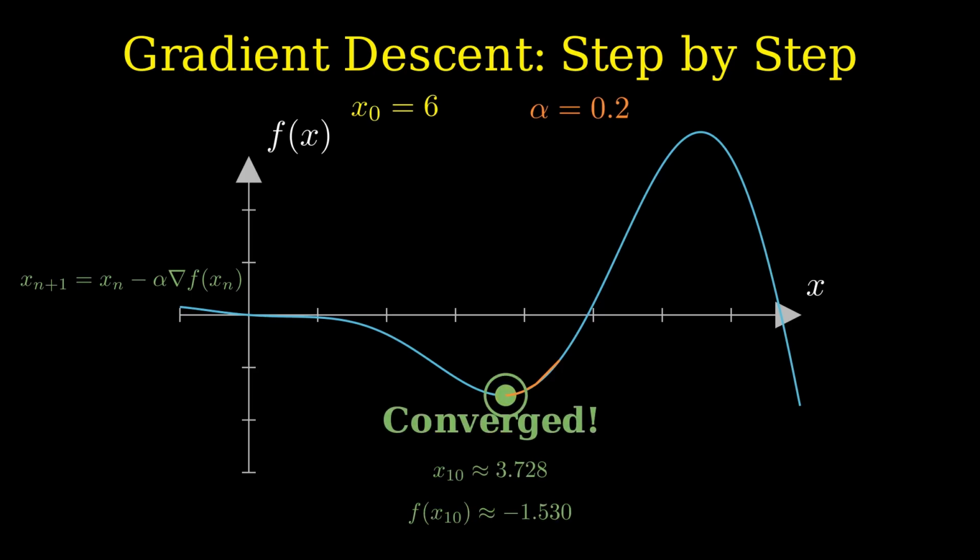Look at this beautiful path we're tracing. Each step takes us closer to the minimum, and we've converged. After 10 steps, we're at x equals approximately 3.728, where the function value is about negative 1.53. We found a local minimum.